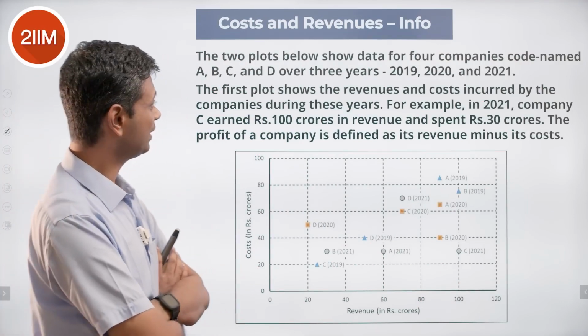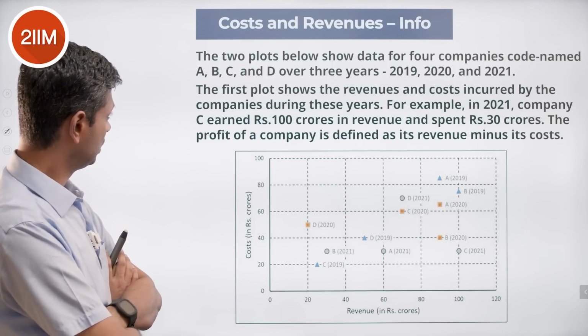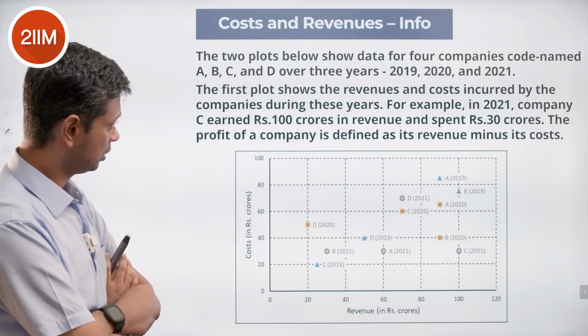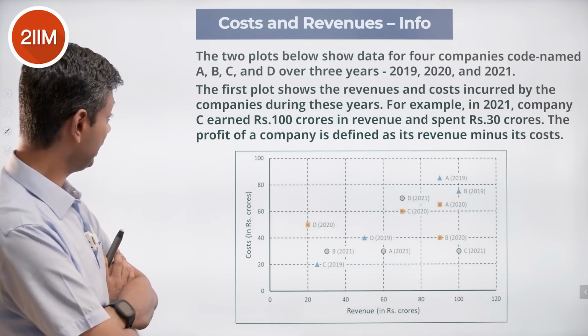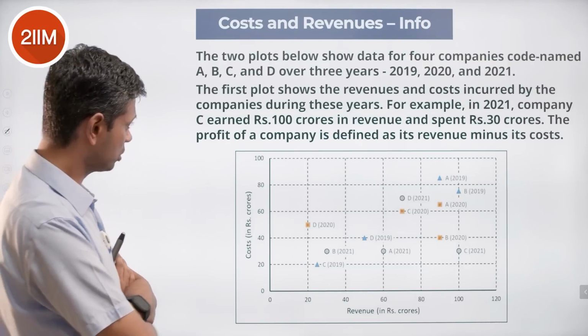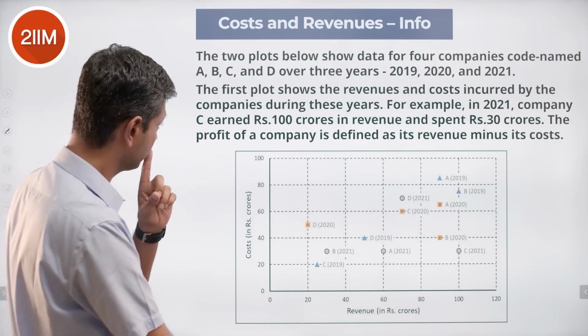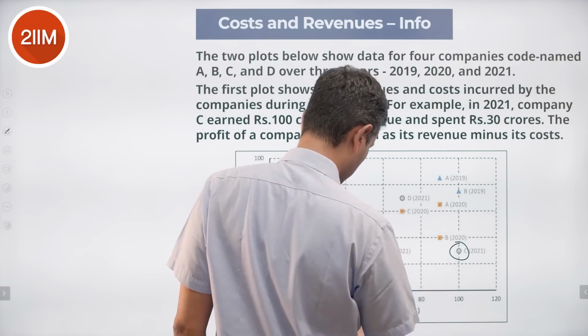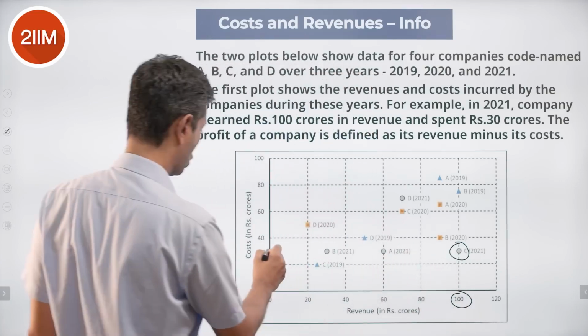The two plots below show data for 4 companies codenamed A, B, C, and D over the years 2019, 20, and 21. The first plot shows revenues and costs incurred by companies during these years. For example, in 2021, company A earned 100 crores and spent 30 crores. Sorry, company C in 2021. Okay, this number. Revenue of 100 and cost of 30.